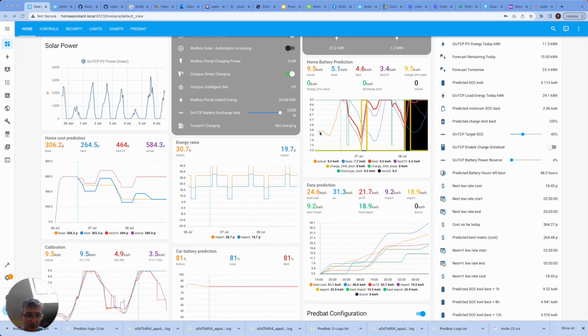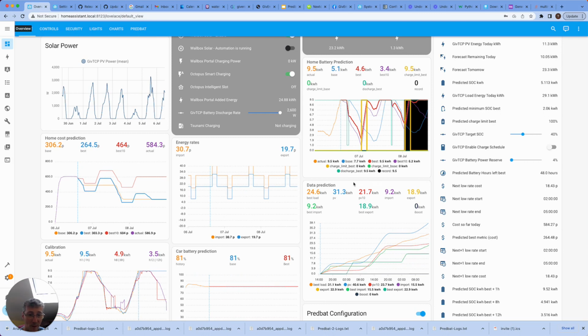We can see on the left-hand side here, this orange line is indicating what's happened in the past. This is my battery level overnight. You can see it went down to the lowest point this morning and then started rising back up as my solar kicked in. The dotted line here is now.